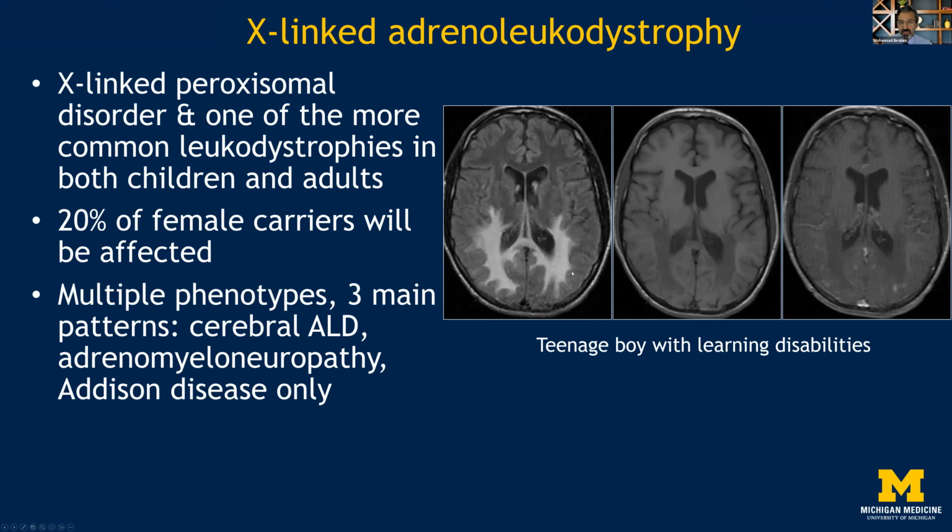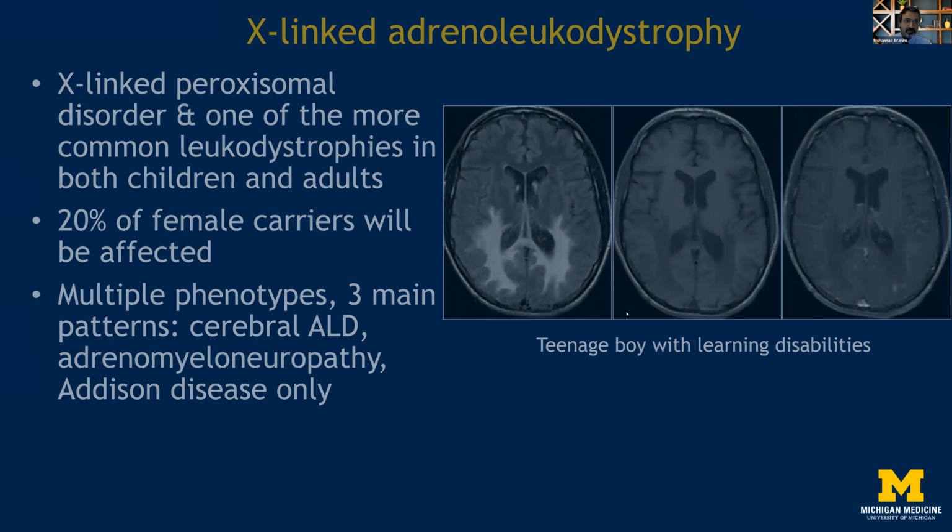The classic imaging appearance is abnormal signal in the periatrial white matter, and then there is evidence of abnormal enhancement in the periphery. This feels like a torched brain, where the injured brain is already gliotic, and then the active demyelination process is having some enhancement.